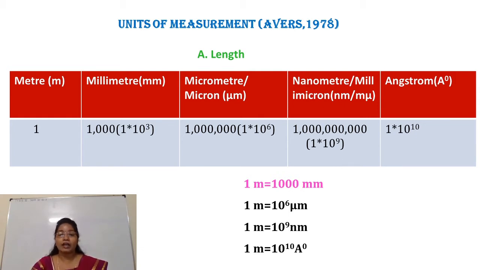And finally, 1 meter is equal to 10 to the power 10 angstrom. So, in this way, 1 meter has to be divided into millimeter, micrometer, nanometer and angstrom. In short, 1 meter is equal to 1000 millimeter, 10 to the power 6 micrometer, 10 to the power 9 nanometer, and finally 10 to the power 10 angstrom.